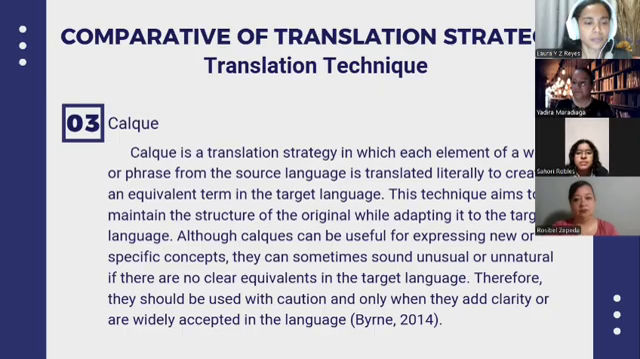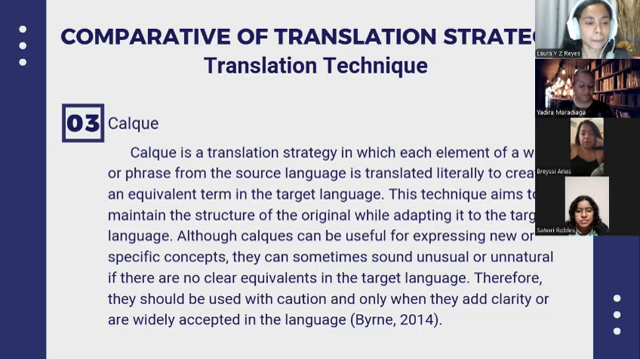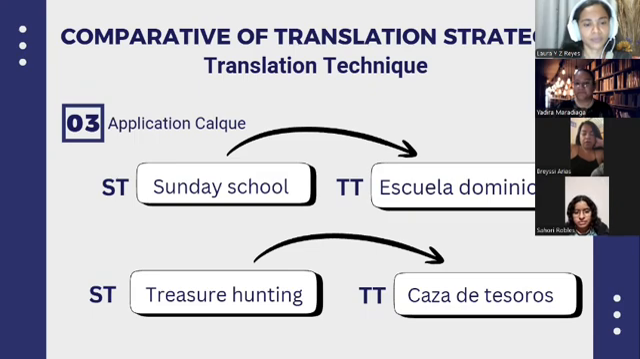Hi, Laura. I analyzed the translation strategy called calque in The Adventures of Tom Sawyer. A calque is when the translator takes the structure or phrase from the source language and creates a new expression in the target language that still sounds natural. For example, Sunday school becomes escuela dominical, and another example is treasure hunting, which becomes caza de tesoros, keeping the original structure, however, working naturally in Spanish.